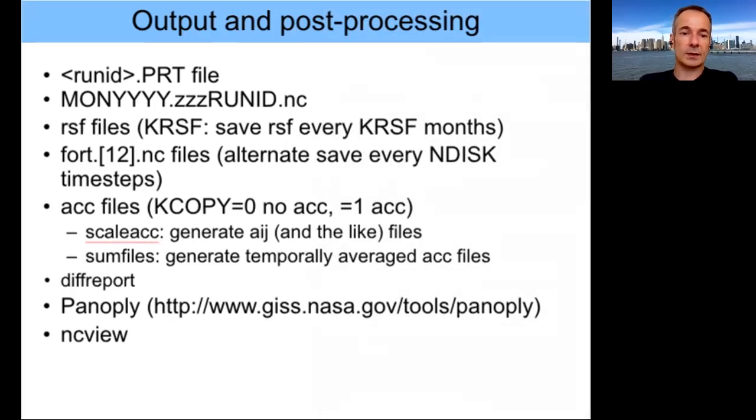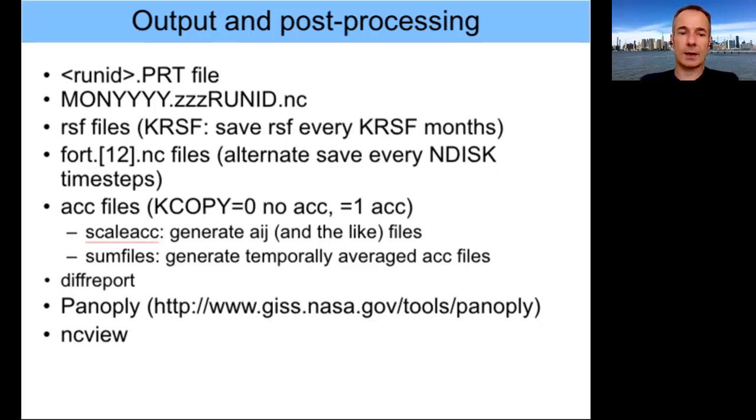You change that with the scale ACC command. So you type scale ACC, the ACC file you want to scale, and then which files you want generated out of the ACC file. And I'll get to those in the next slide. You can also use the sum files command. So this combines accumulation files into bigger accumulations.